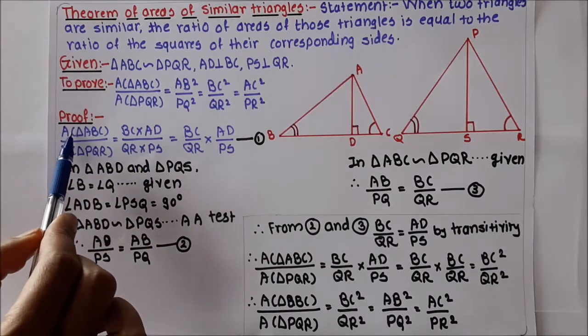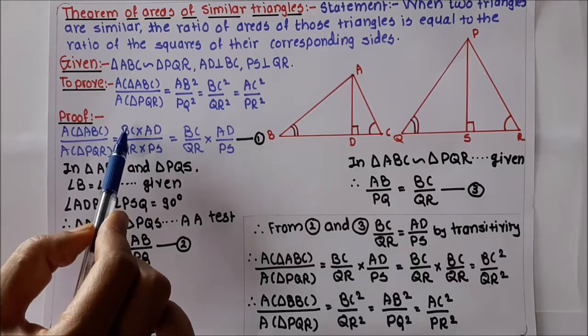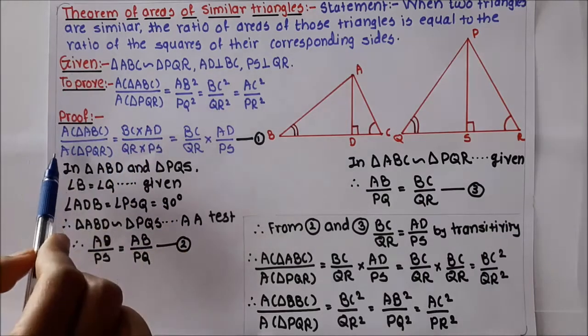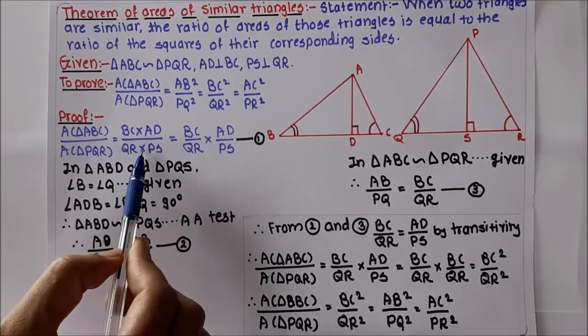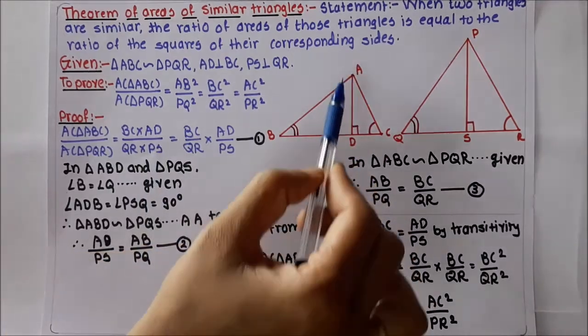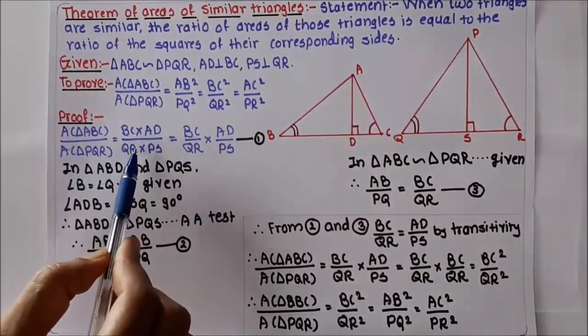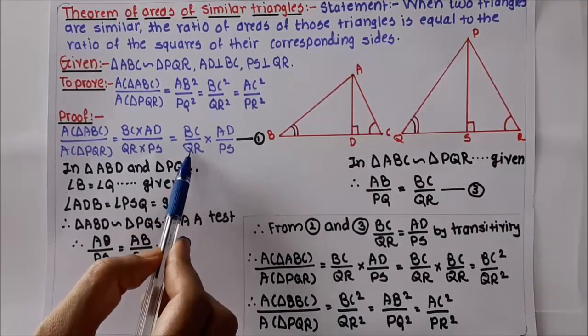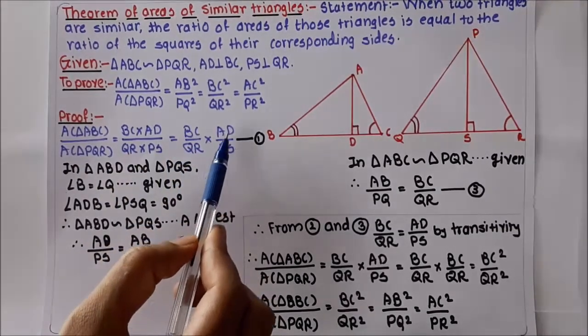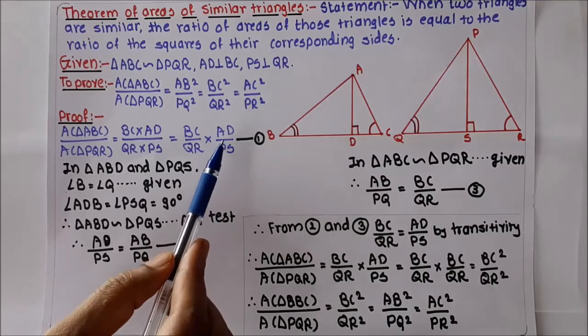Therefore area of triangle ABC is equal to BC into AD, and area of triangle PQR is QR into PS. This is your height and base, and therefore their ratio is BC upon QR into AD upon PS. This is our statement number 1.